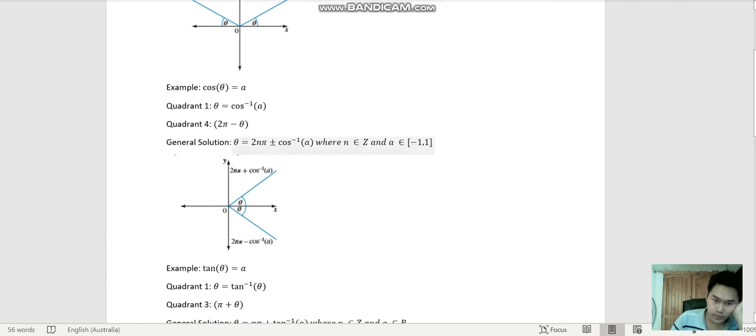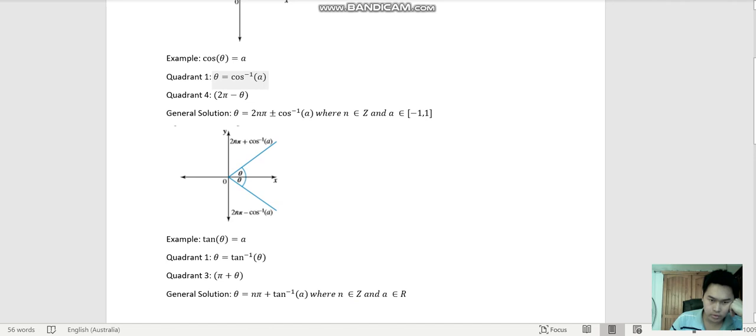So the general solution for this would be theta equals 2n pi plus or minus the inverse cos of a, where n is part of Z again, so Z is the set of integers, and a is between negative 1 and 1. And so here this shows you the plus or minus, because quadrants 1 and 4 are where cosine is positive.